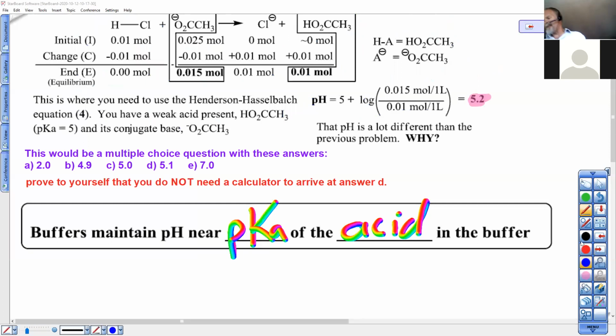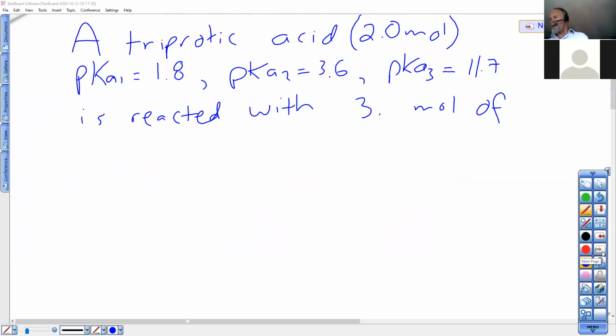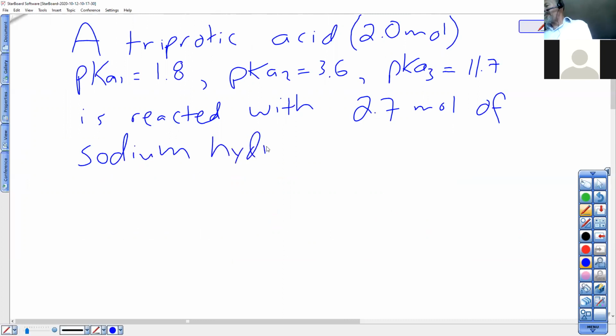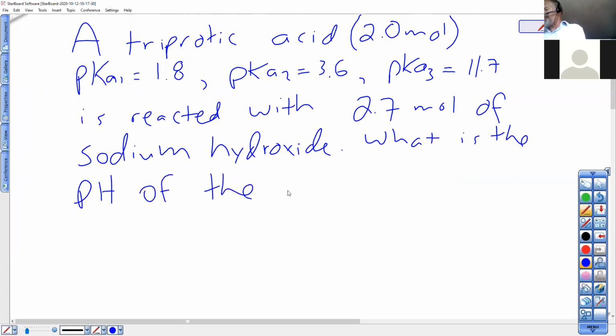Just want to go back to my previous problem. We ended up with more base or acid. I need a complementary problem. We had more base than acid. I want this one to have a little more acid than base when I'm done. A little more acid than base. 3 gets you exactly halfway. 2.7 moles of sodium hydroxide. What is the pH of the resulting buffer?